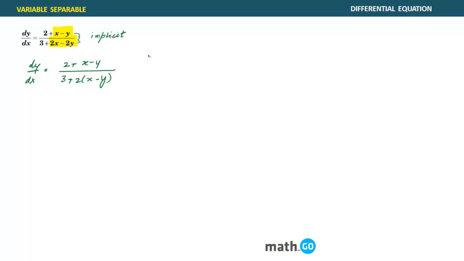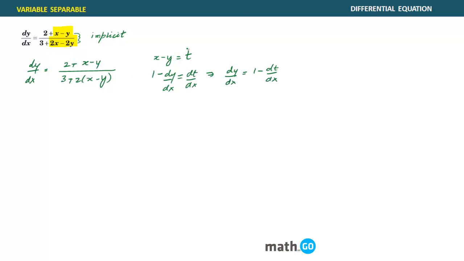And what is the pattern then? x minus y is nothing but equal to t. And if I do this, what will this question be reduced to? This will be reduced to something like this again, where I can say dy by dx is equal to 1 minus dt by dx.